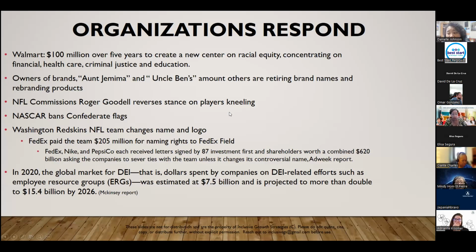So how do some of our organizations respond to this kind of changing climate? Walmart poured about 100 million over 5 years into a new center on racial equity, concentrating on financial, healthcare, criminal justice, and education. You saw some owners of brands change, like Aunt Jemima and Uncle Ben's. They retired some of those particular brands and renamed them. NFL Commissioner Roger Goodell reversed stances on players kneeling. Now, I don't know if that necessarily changed some of the thought processes on how people feel about football players kneeling. Again, another conversation, but still very much a part of the discussion.